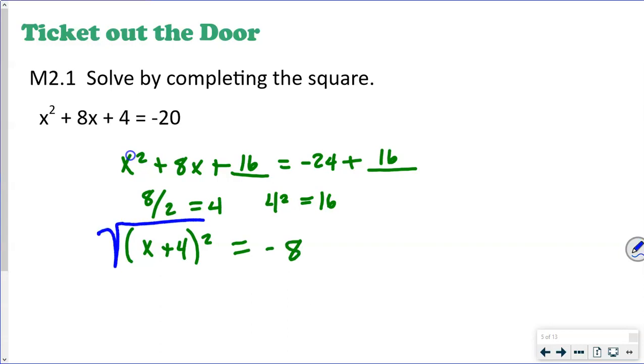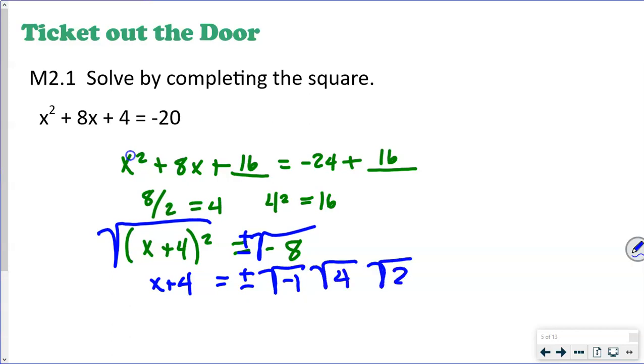Now, we're going to take our square root again. Again, always remembering to put a plus or minus in front of that, right? So this is going to be x plus 4 equals plus or minus. Now I'm going to go ahead and factor this negative 8. That's the square root of negative 1. We know that 4 is a perfect square and it's a factor of 8, right? And then our 2. 4 times 2 is 8, and 8 times negative 1 is negative 8.